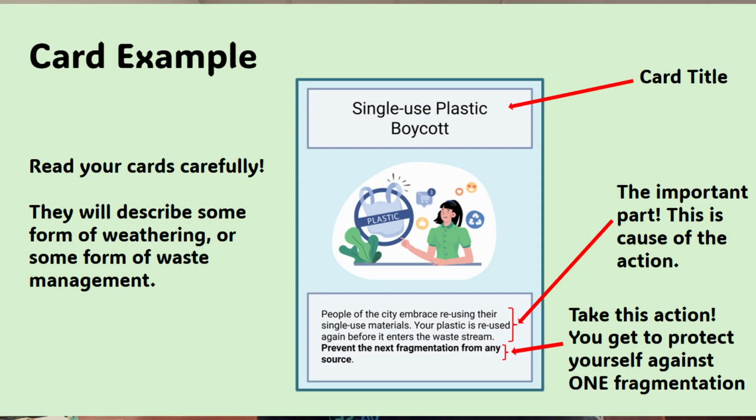I would highly encourage your students to read aloud each card as they play them. On each card, the student will learn about different forms of environmental degradation or a new waste management strategy. Once the game is finished, each group will designate a pollution prevention champion, or the student that fragmented the fewest number of microplastics throughout the game.